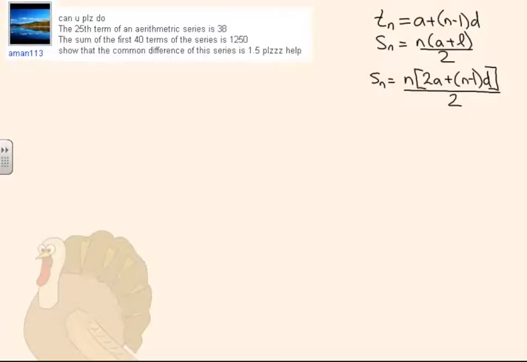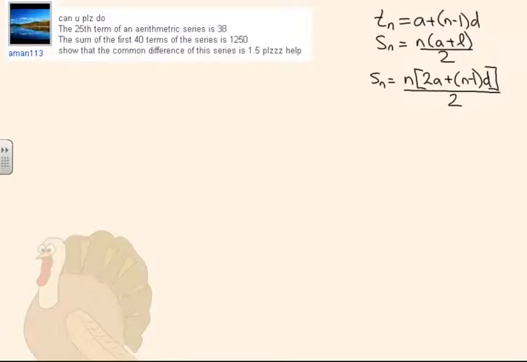I have a special request from Aman113. The question he asked was, the 25th term of an arithmetic series is 38. The sum of the first 40 terms is 1250. And he wants me to show that the common difference is 1.5. So I'm going to use a couple of formulas for this. I see on the right I wrote down my arithmetic series and formulas.